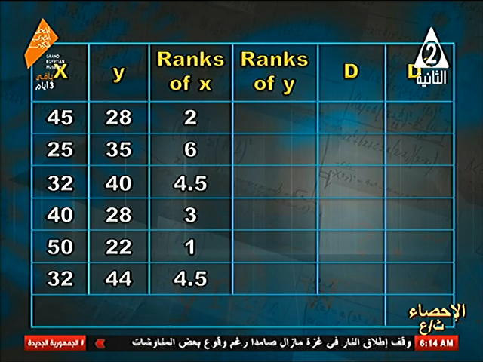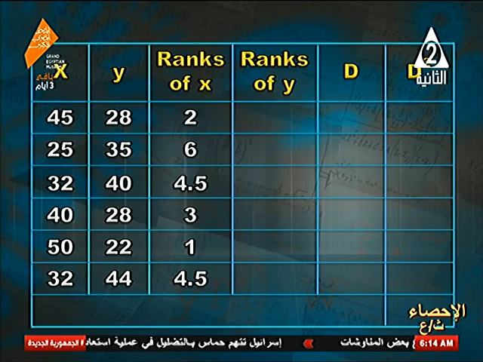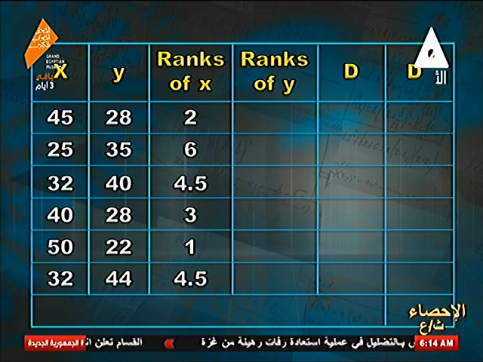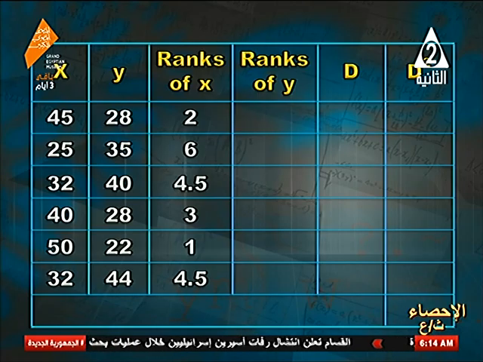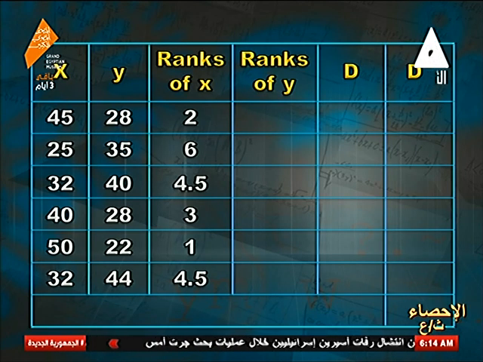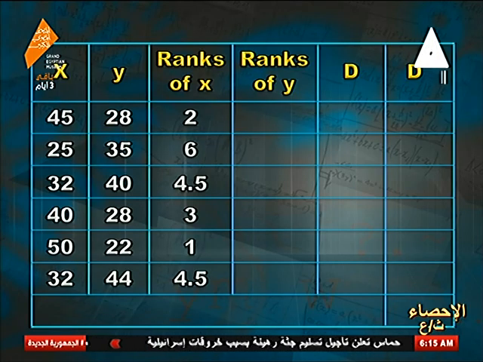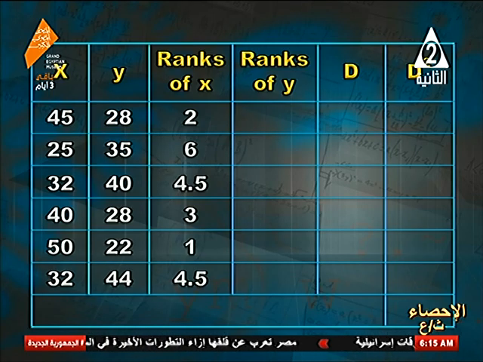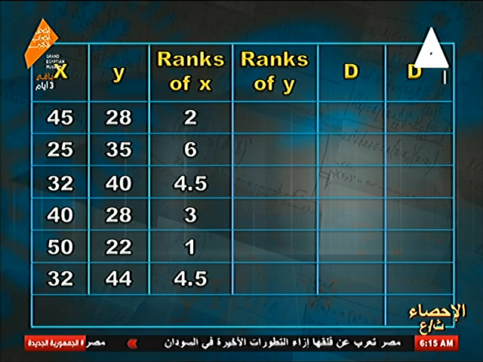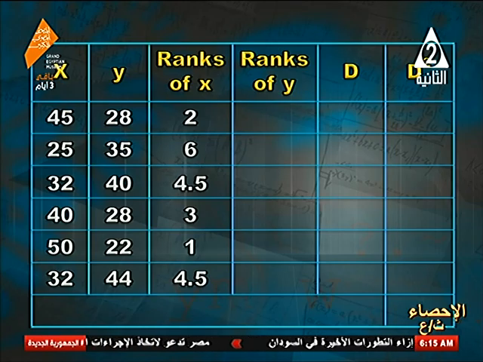After that, we have 32 repeated twice. The value of X repeated twice takes rank number 4 and rank number 5. What is the solution? 4 plus 5 divided by 2. 4 plus 5 is 9, 9 divided by 2 is 4.5. Then 32 has rank 4.5, and the other 32 also takes 4.5.